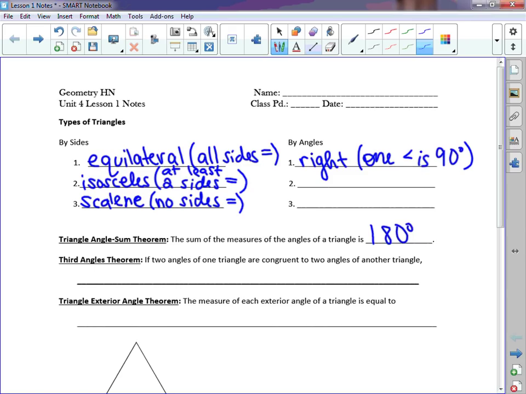Good. Raise your hand if all three of these words you have seen before in your life. Good, good, good. Okay, so now let's take a look at it based upon angle. So my first one is a right triangle, as Anthony said, and we have one angle is 90 degrees. What other types of triangles do I have based upon the angles? Obtuse. Good, obtuse. So I have an obtuse triangle. And what makes an obtuse triangle obtuse?